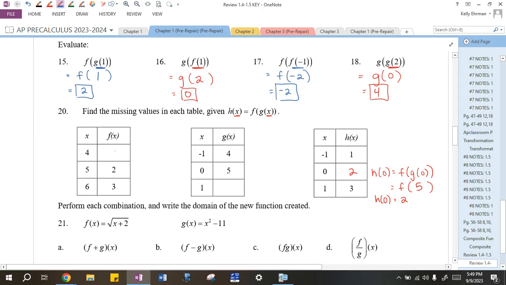So let's start with f. We want to find f of 4. And according to our equation, that's f of g of something. But we don't know the something. That's what we have to solve because we don't know what h of x corresponds to f of 4. It can't be h of 4. There is no h of 4. Okay, so let's go look at g's table. When g's output is 4, what is g's input? When its output is 4, its input is -1.